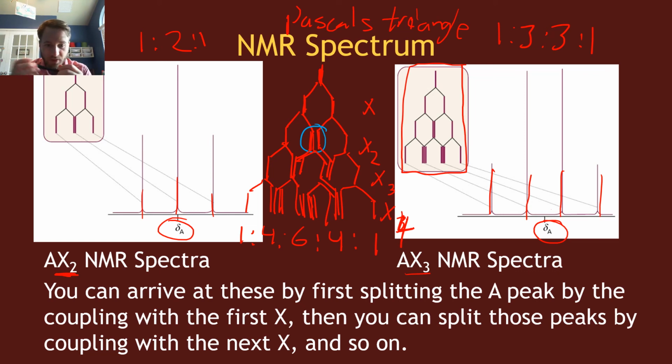Because the coupling J between the different nuclei depends on the type of nuclei, how far away they are, and other things like that. So there's a lot of information you can get through the splittings of your chemical shifts in an NMR spectrum. That will be it for this video on NMR spectra.